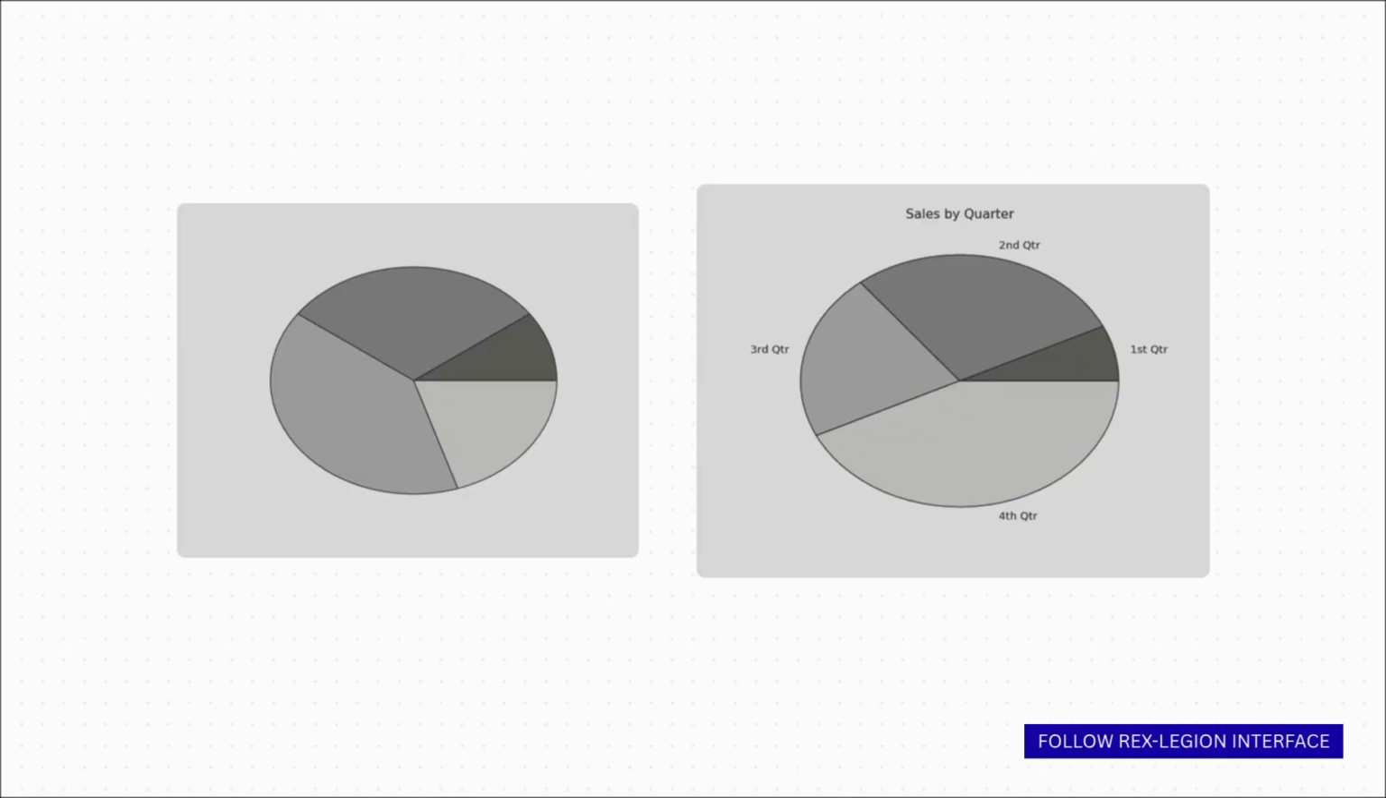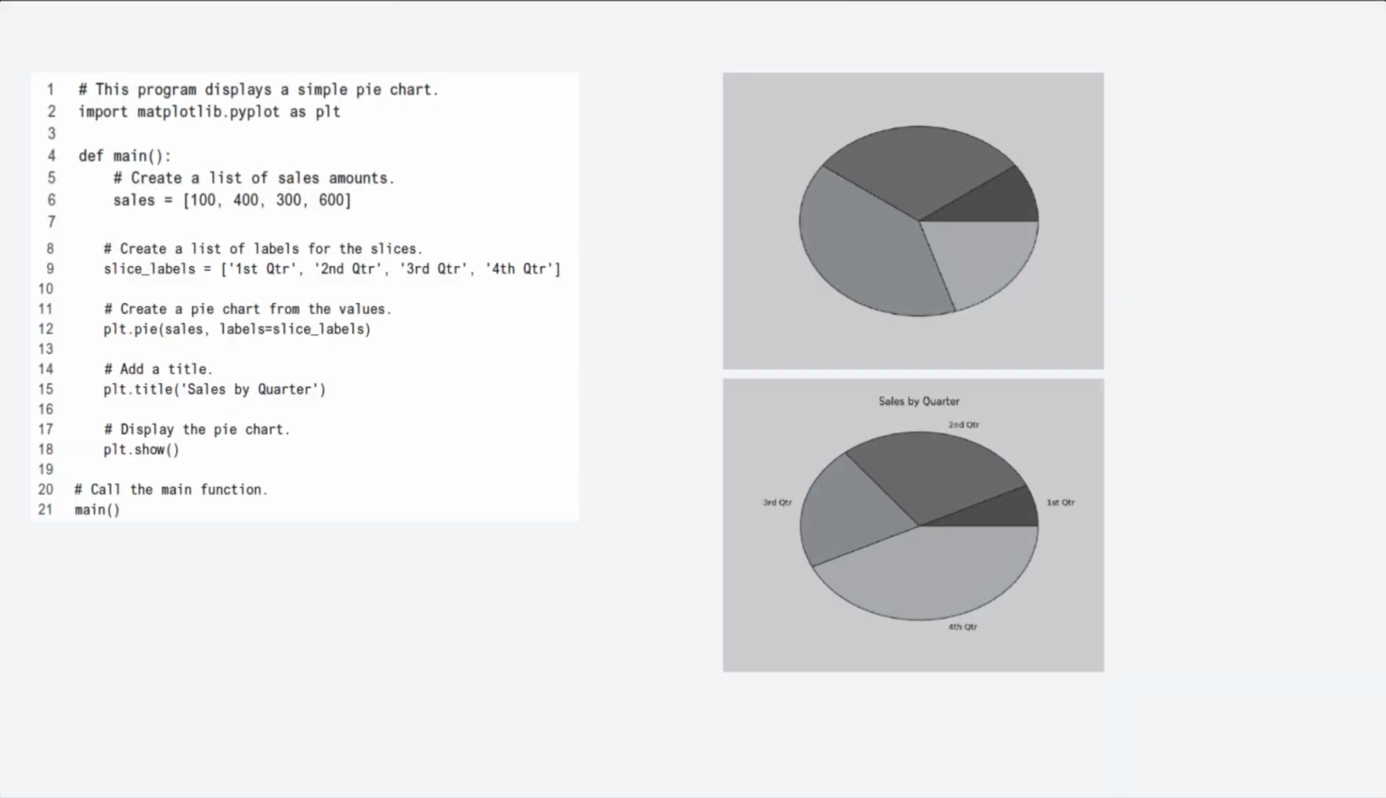Finally, we have pie charts, which we make using plt.pie. Now, unlike lines or bars, a pie chart actually only needs one sequence of data. The function just automatically adds up all the values in your list or tuple, treats that total sum as the quote-unquote whole, and calculates the percentage size for each slice.